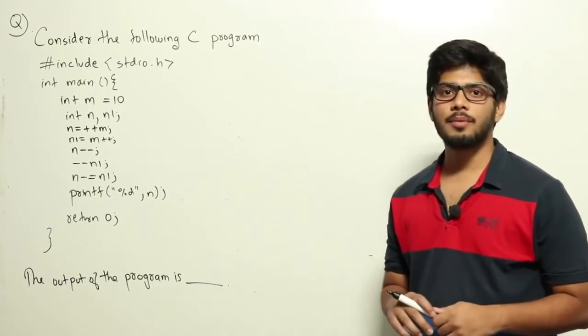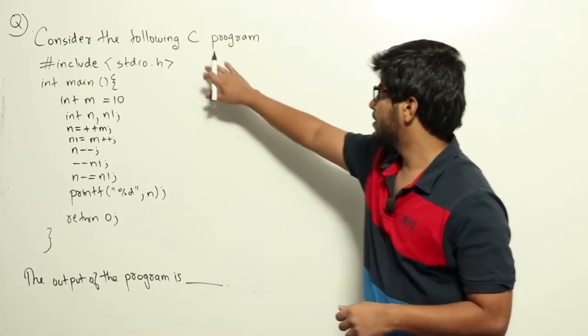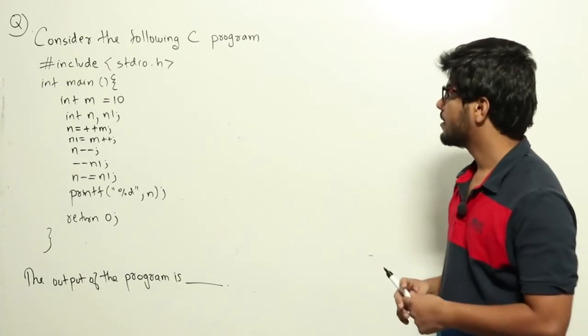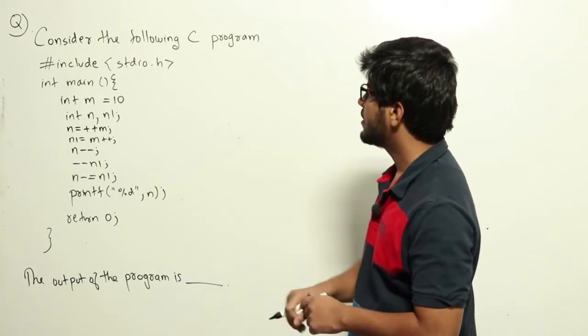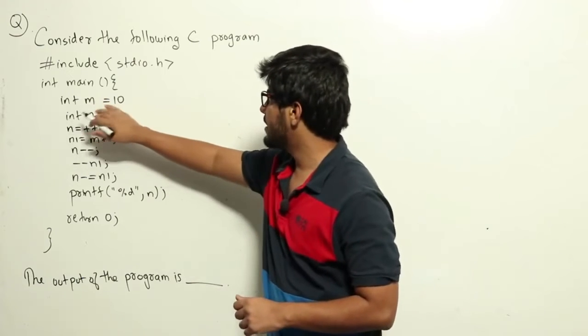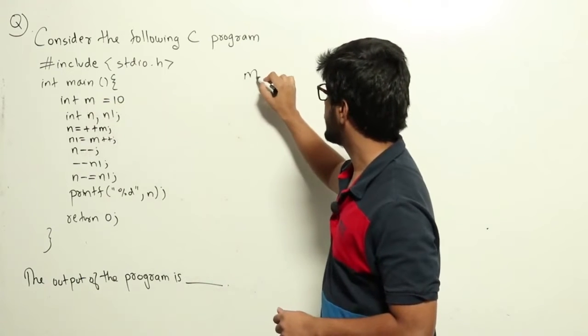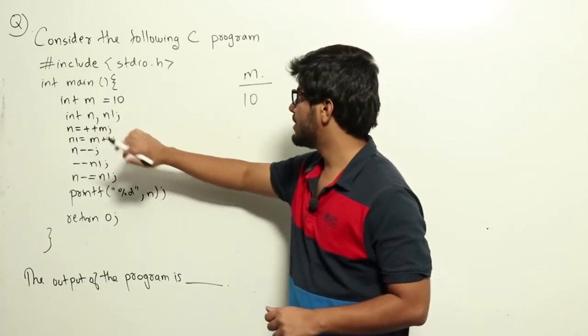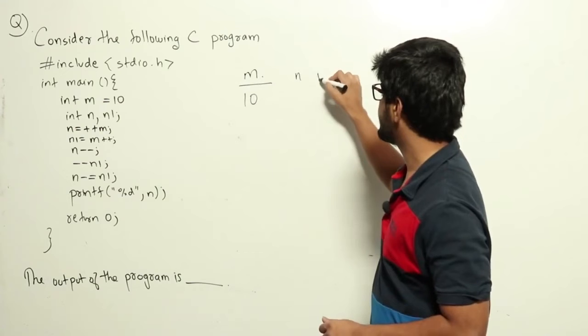This is also a C programming question. Here we have been given this code snippet and we just need to find out what the output would be. So let's take a look at the question. Initially it's assigning M equal to 10. So M's value becomes 10. Then we are declaring two integer variables n and n1.